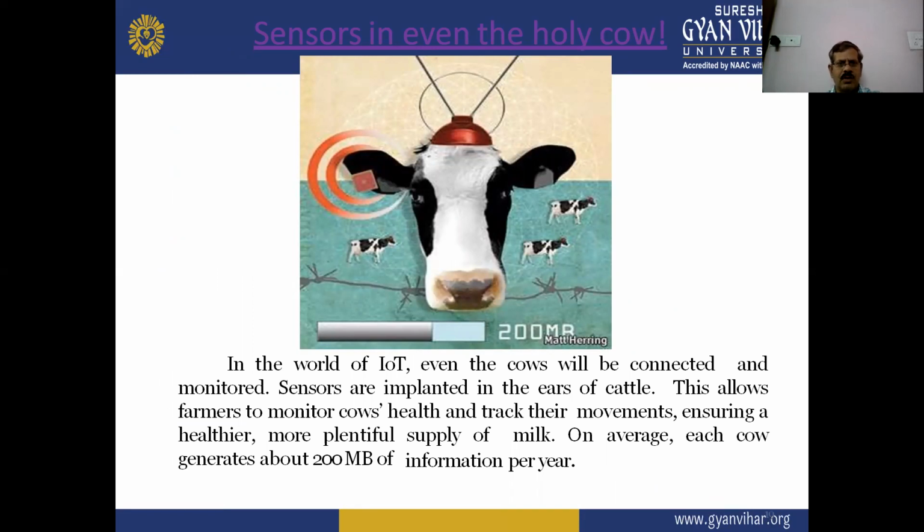So in the world of IoT, even the cows will be connected and monitored. Sensors are implanted in the ears of cattle. This allows farmers to monitor cows' health and track their movements, ensuring a healthier, more plentiful supply of milk. On average, each cow generates about 200 MB of information per year.